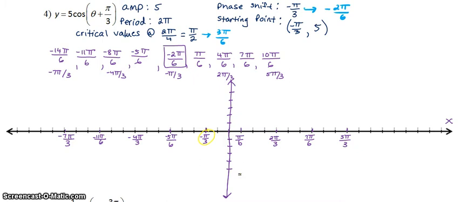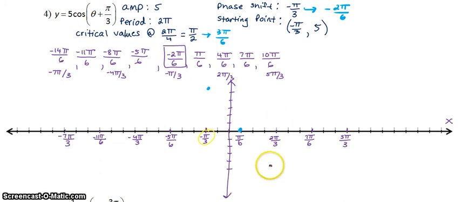And now I'm going to start actually graphing. So here, I know that my first initial value is going to be negative pi over 3 comma 5. So I'm going to go all the way up to 5 at negative pi over 3. Now cosine, because it's positive cosine, is going to start at a positive value, and then it's going to come down. So the next critical value is going to be here at pi over 6. Notice that it skips 0. 0 is not one of my critical values at all.